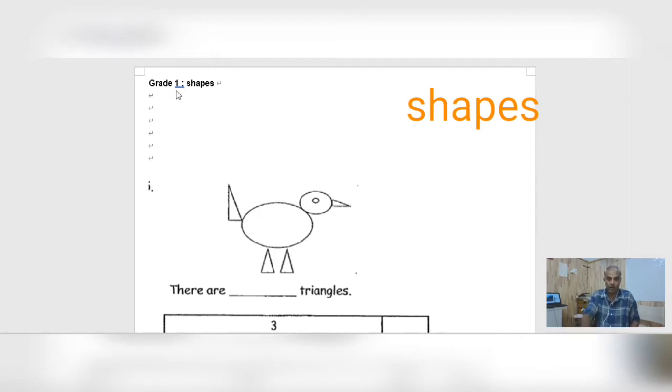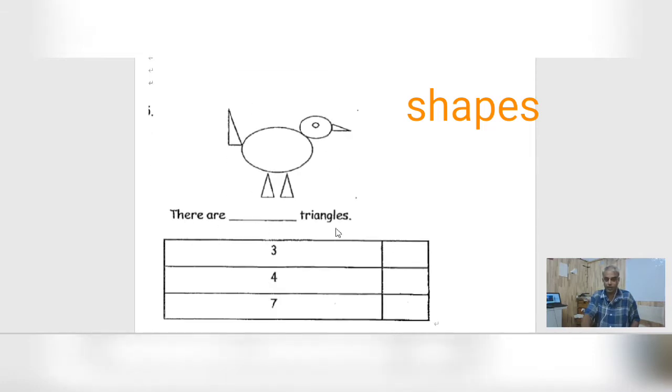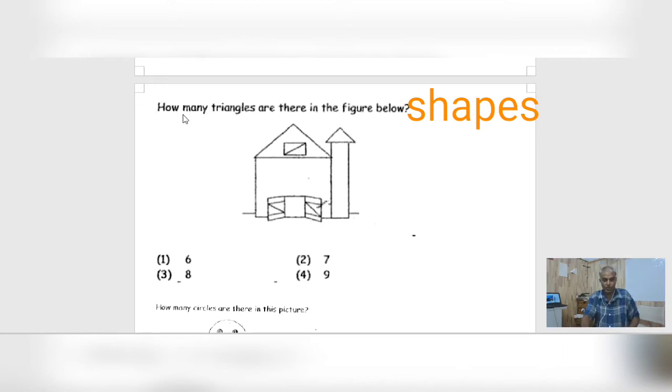So you can see here grade 1 shapes is there. The first question is, how many triangles are there? So children have to find out how many triangles are there in this figure. Then go to the next one, again the same question: how many triangles are there in the figure below? So you have to find out how many triangles are there.